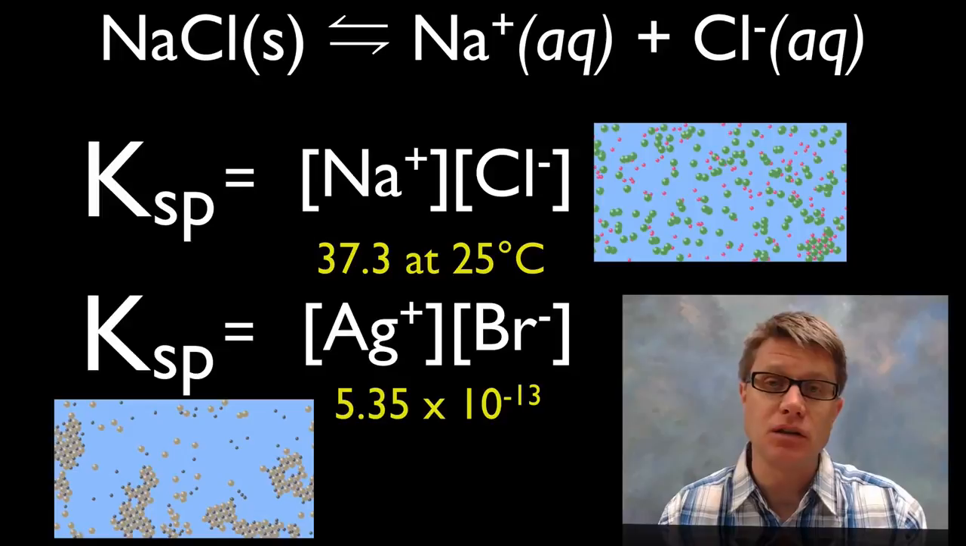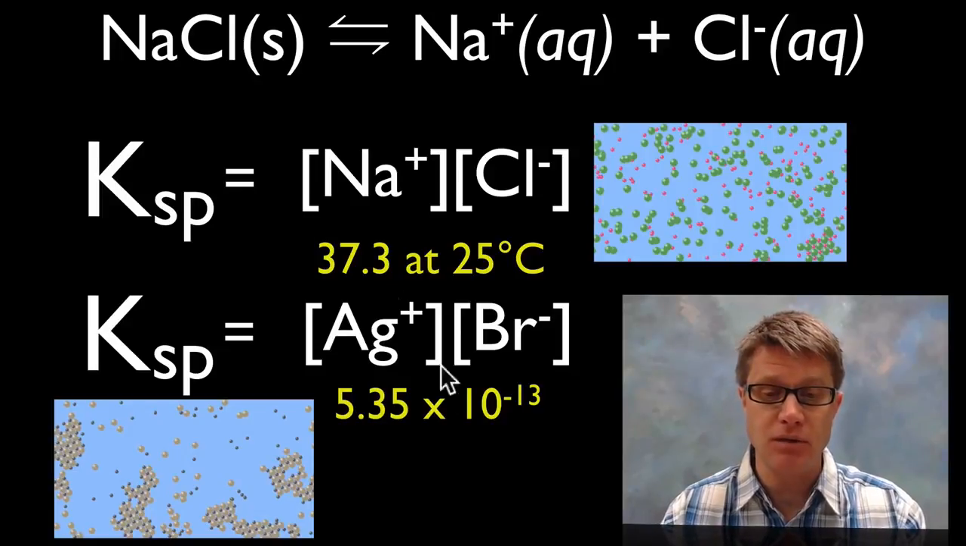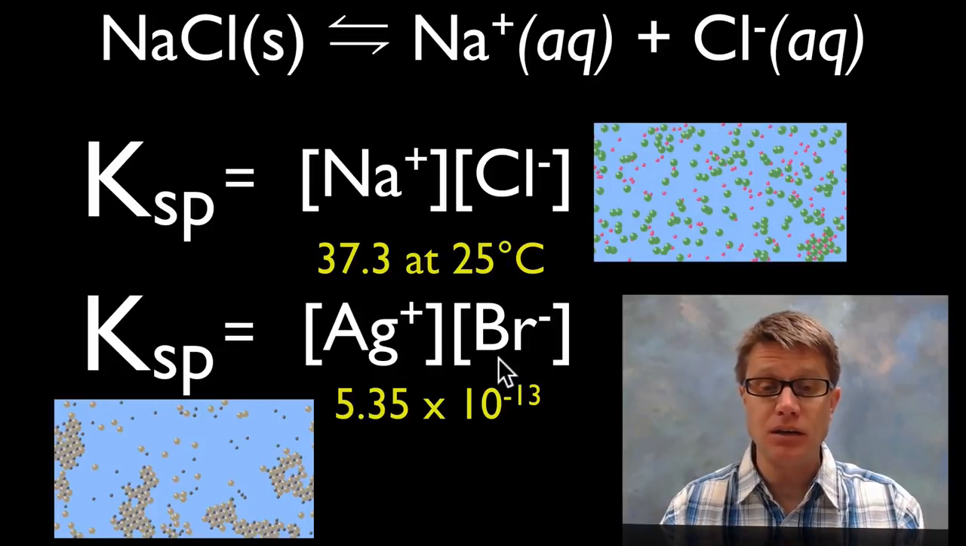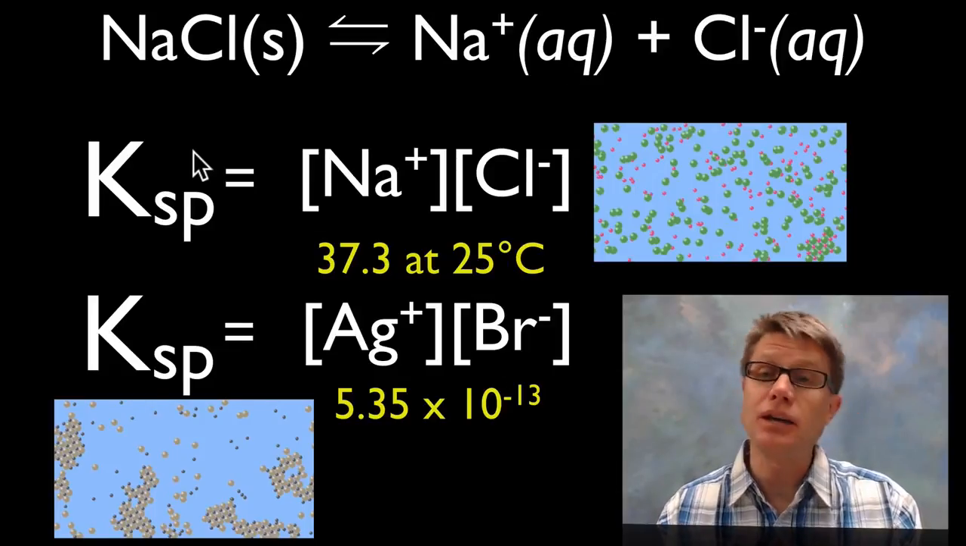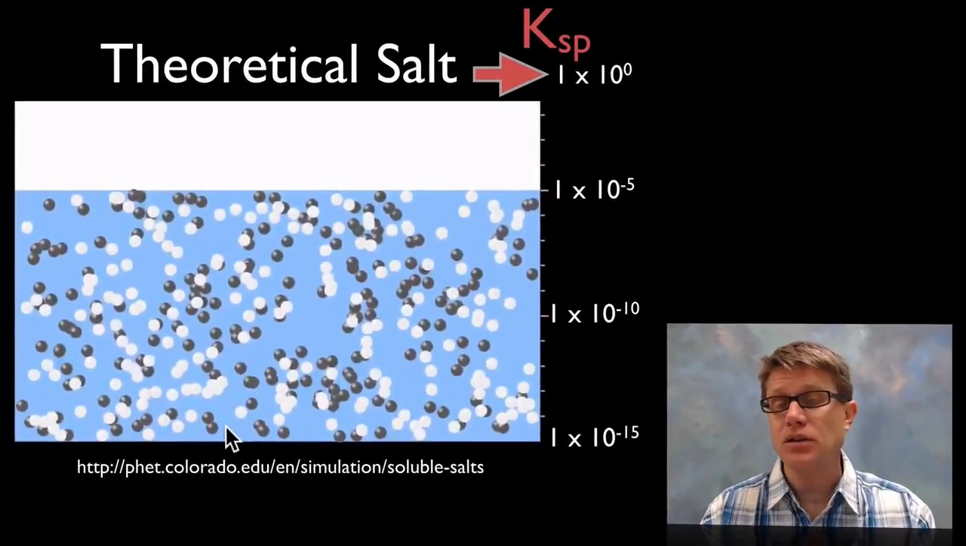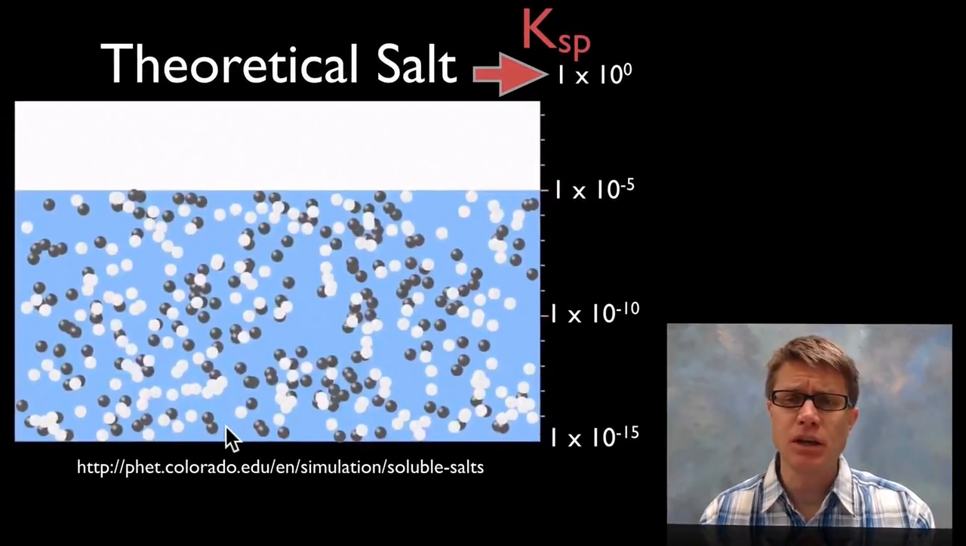If we compare that to the silver bromide, what's our KSP value here? It's going to be much less than 1. What does that mean? Our equation is going to be shifted way towards the left, and so we're going to have more of that solid form. And so the neat thing about this simulation is you can play around with the KSP values.